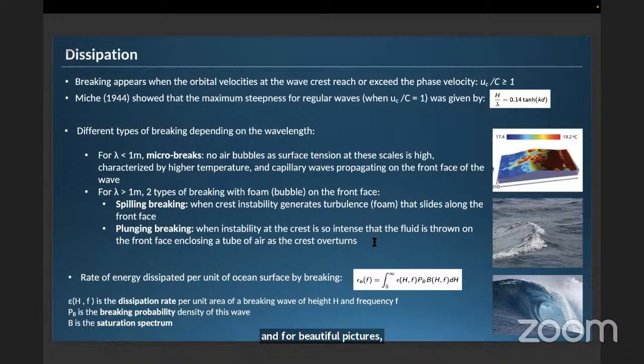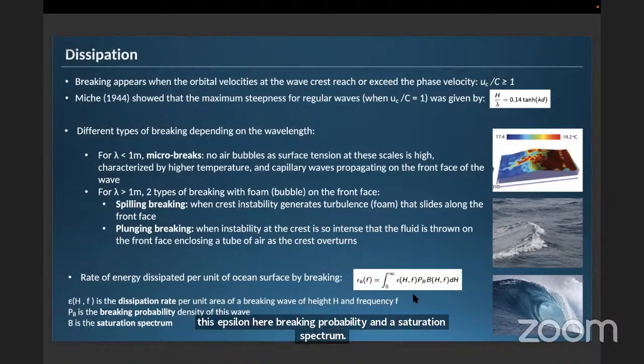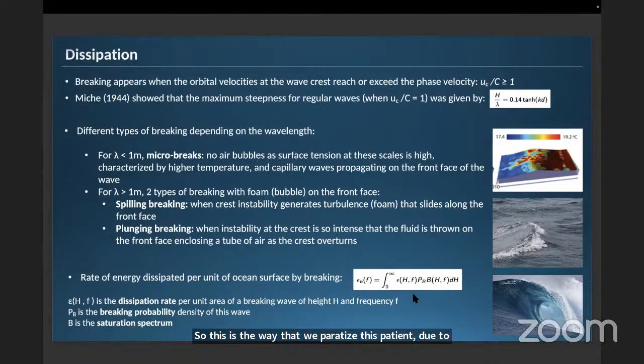This dissipation needs to be parameterized in models, because you can imagine it's quite difficult to evaluate. So we evaluate a rate of energy dissipated per unit of ocean surface by this breaking. This depends on the dissipation rate, this epsilon here, a breaking probability and a saturation spectrum. So this is a way that we parameterize dissipation due to breaking in wave models.